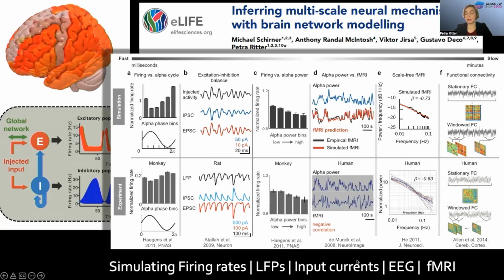Simulations are shown in the upper panel and across different timescales, ranging from a few milliseconds on the left side to several minutes on the right side. Corresponding measurements are shown in the lower panel. There are multiple snippets coming from different methods and even different species. We see firing rates, local field potentials, inhibitory and excitatory input currents, EEG, fMRI time series, and the switching of functional connectivity over time on the right side.